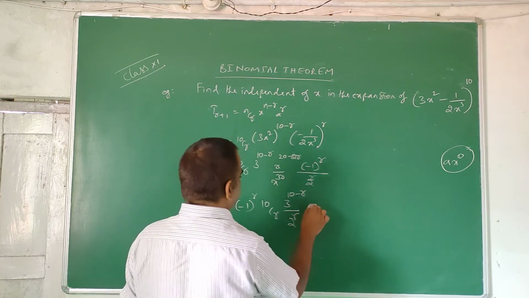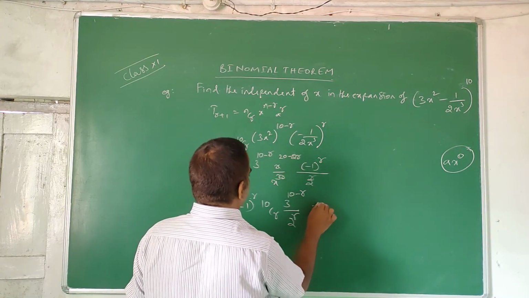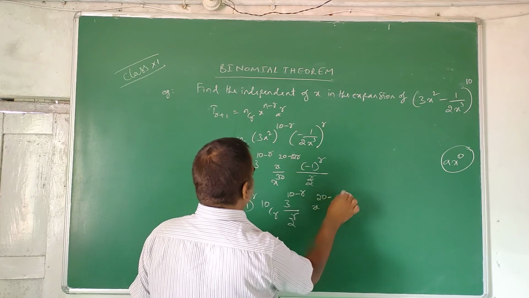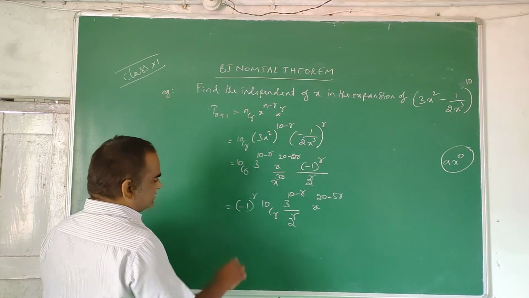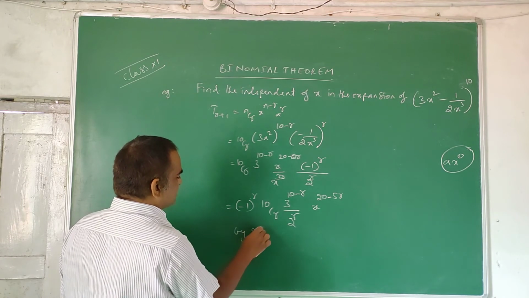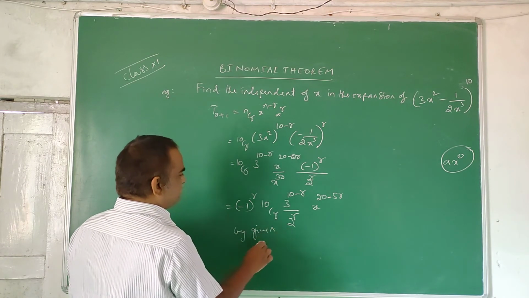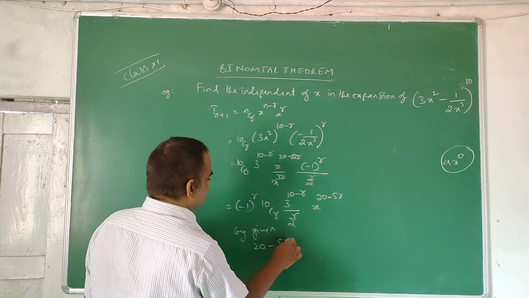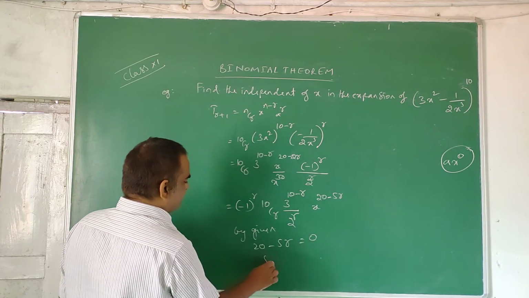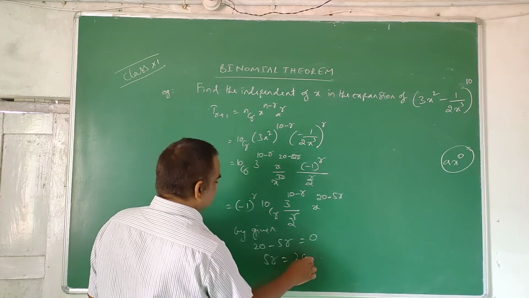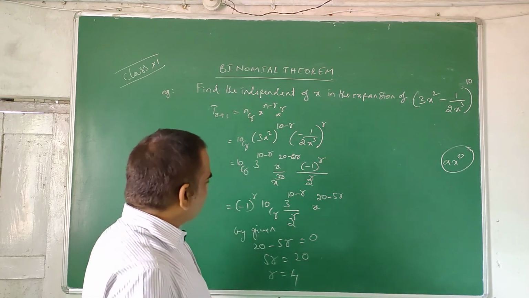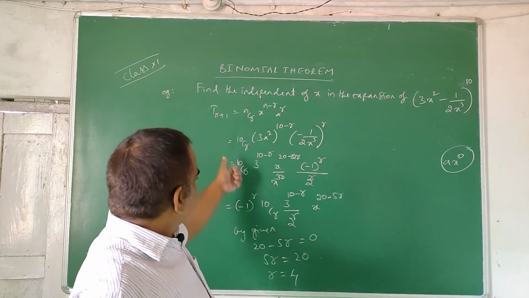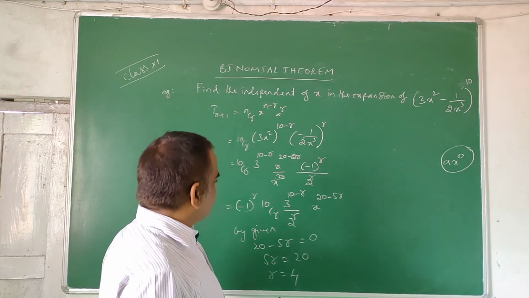I am regrouping the terms as constants and variables. X to the power of 20 minus 2r minus 3r, so 20 minus 5r. By given, it is a constant term. So 20 minus 5r is equal to 0. So 5r is equal to 20. So r is equal to 20 by 5, which is 4. So for r value 4, this term becomes independent of x.